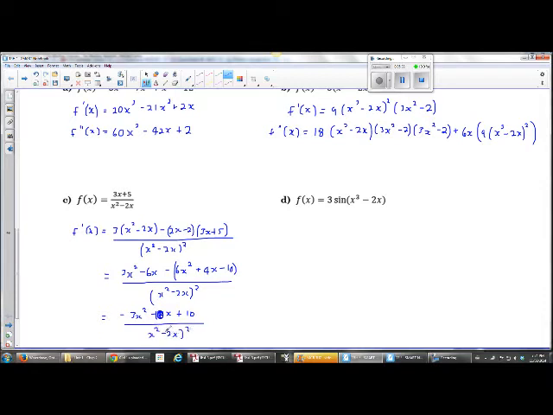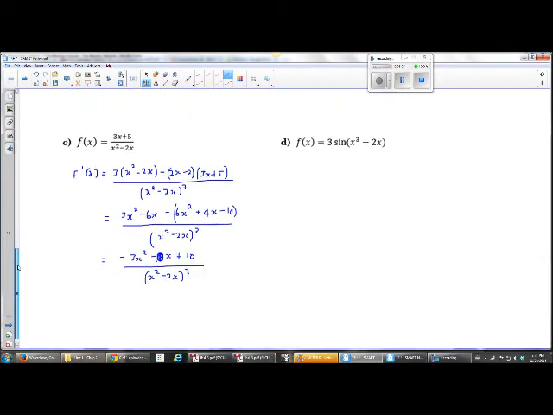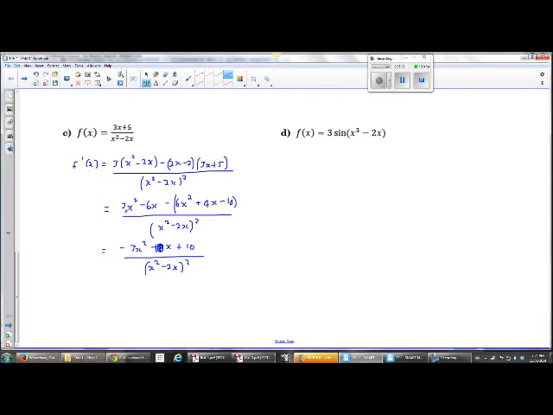Okay, so the reason why I did all that is because now the second derivative will be much easier. I could have taken this first derivative and applied the quotient rule, but then inside that I have the product rule and so chain rule, so I figured I'm not doing that.